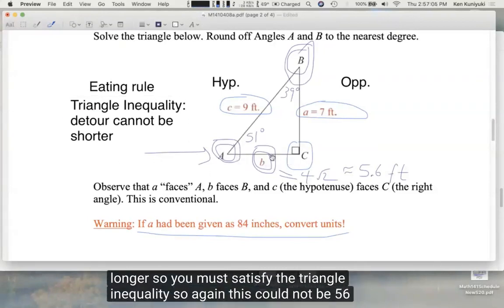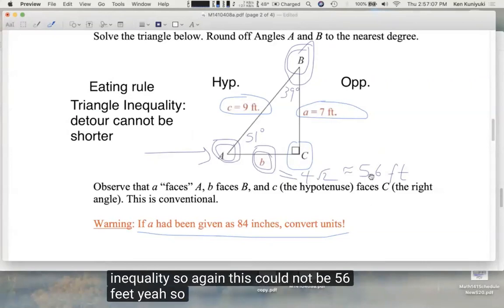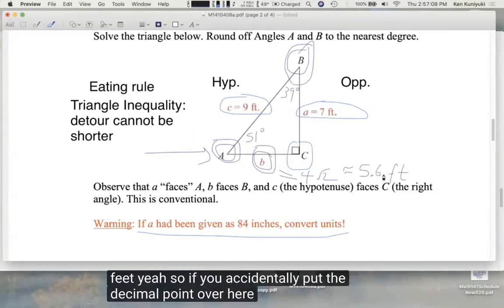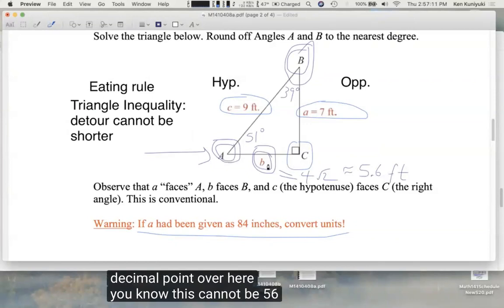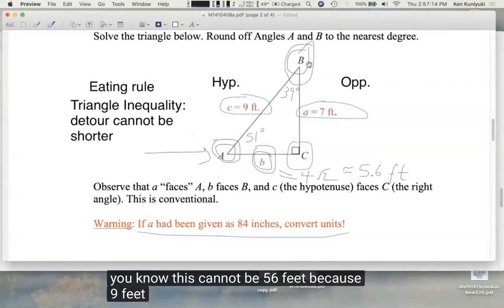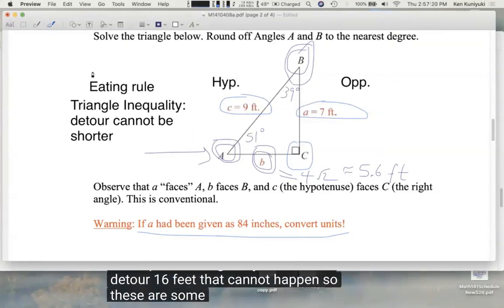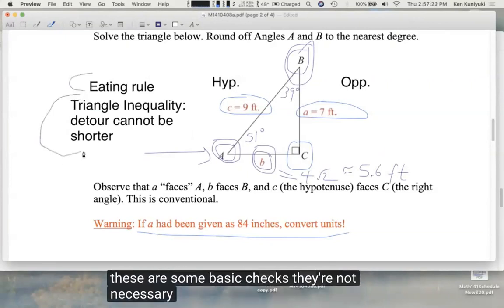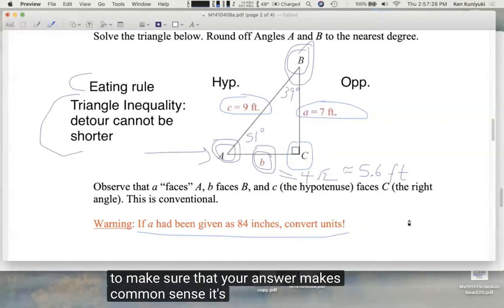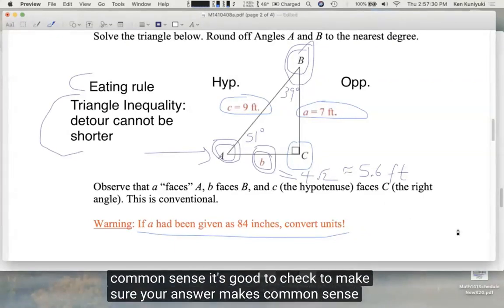So again, this could not be 56 feet. If you accidentally put the decimal point over here, you know this cannot be 56 feet because 9 feet plus 7 feet gives you a shorter detour, 16 feet. That cannot happen. So these are some basic checks. They're not necessary, but they're basic checks just to make sure that your answer makes common sense.